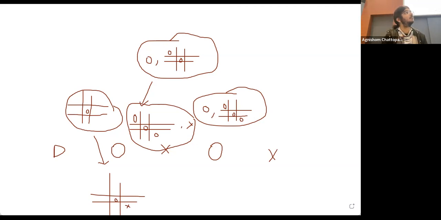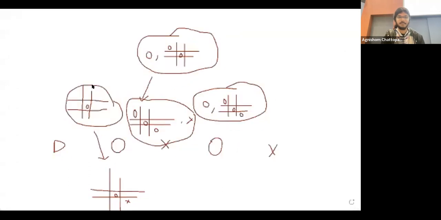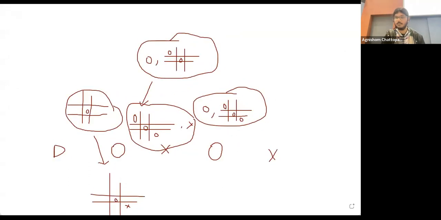Yeah, I would say yes. The player who is about to go. So in this case, if X is about to go, X can't really go because X has already lost. So I'm going to call this a terminal position, which is losing for X.